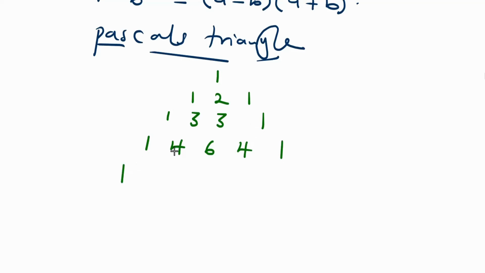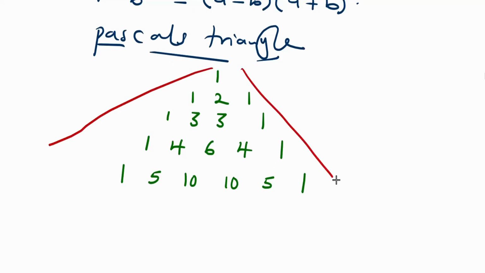For the last row we can have 1. Then 1 plus 4, that is 5. Then 4 plus 6, that is 10. Then 6 plus 4, still that is 10. Then 4 plus 1 gives us 5. Then a 1. So as you can see, we are forming a triangle in this format. That's why it's called the Pascal's triangle.